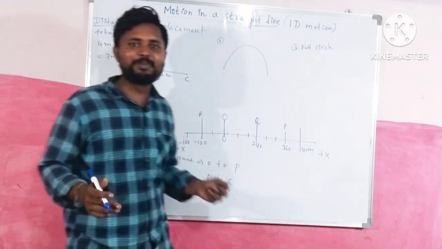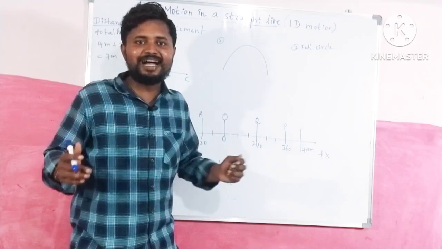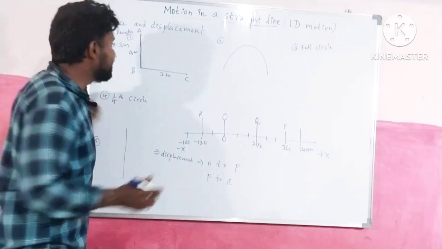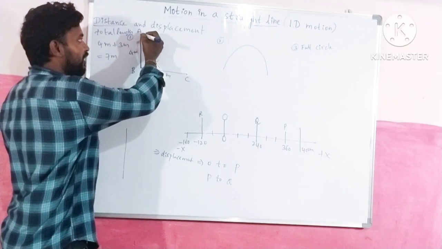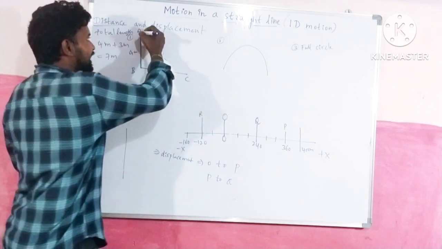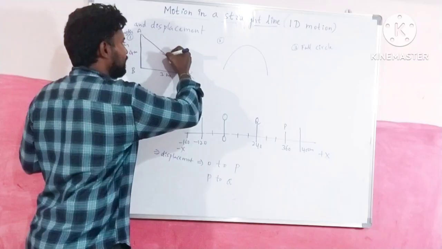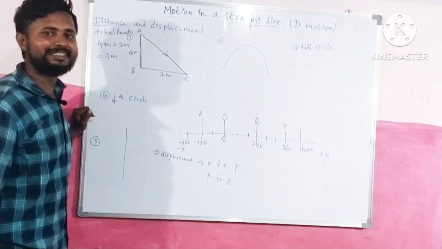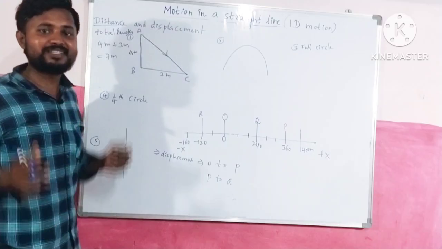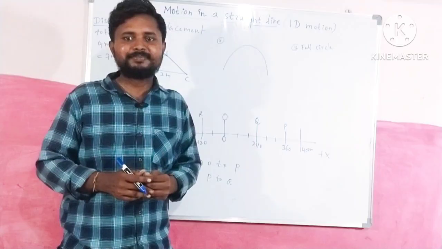Displacement means irrespective of the shape of the path. Don't consider the shape of the path. When you join the initial point to the final point with a line segment directed from initial point to final point, it gives the displacement. So displacement is nothing but the shortest path between the initial point and the final point.